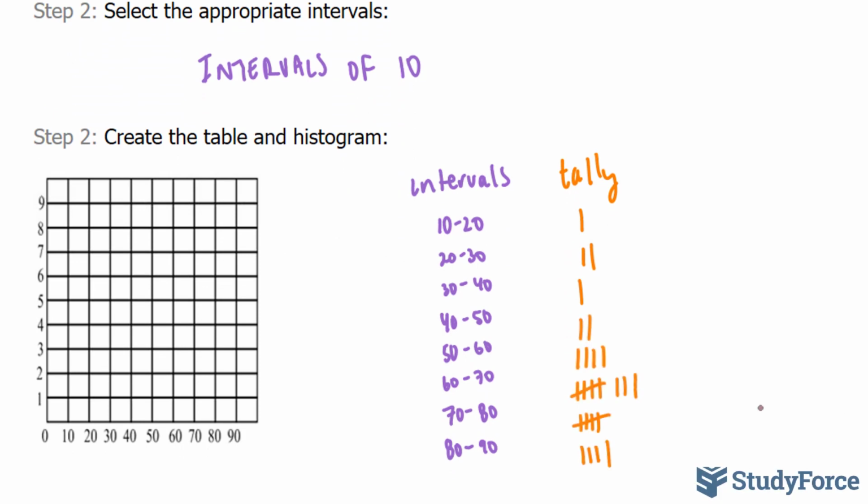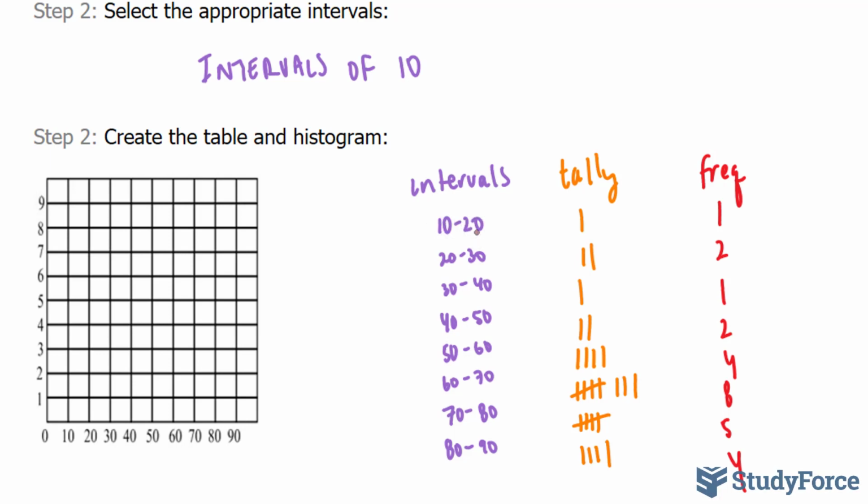Now once you've collected this data, you can create a third column. This is totally optional, called frequency. And what this does is it counts up what you've tallied. So here we have 1, 2, 1, 2, 4, 8, 5, 4. And we're going to use this table to create a histogram or a bar graph shown on your left.